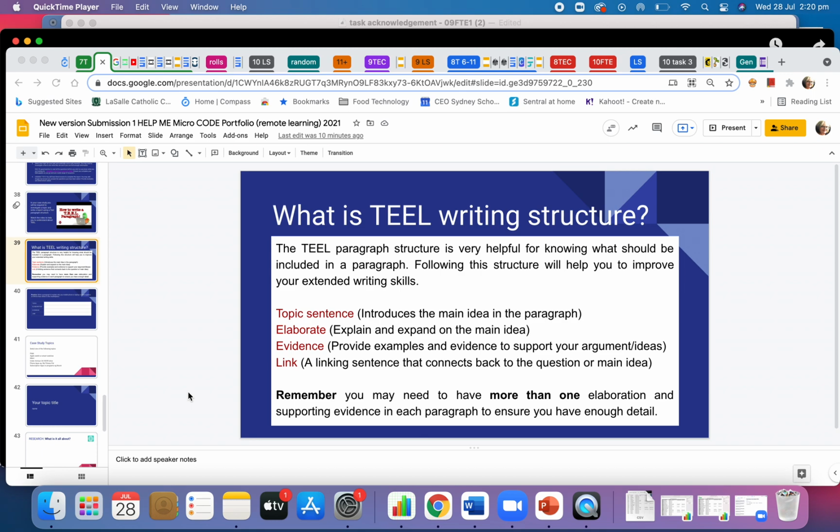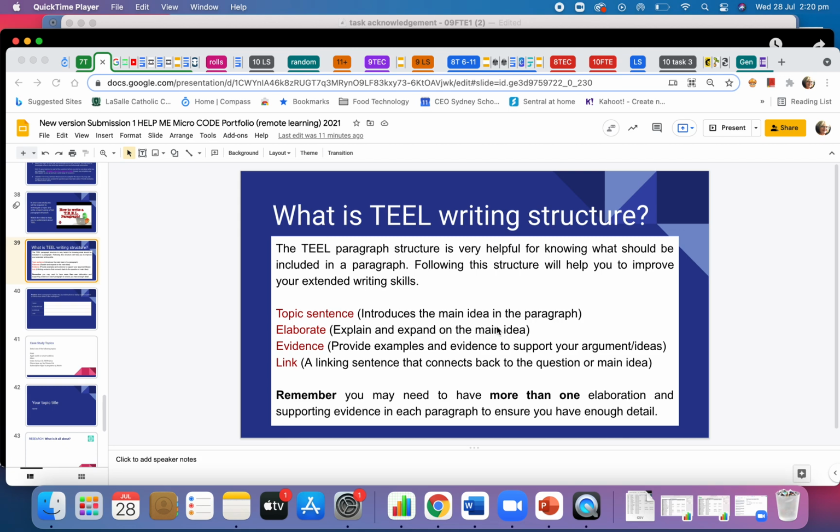So, yesterday we did an activity: what is a TEEL writing structure? And we have done this before when we looked at doing our case study at the end of last term. Today, why I'm going through this is that in your assessment task, you're actually asked to write in a TEEL structure. So you've got a topic sentence that introduces your main idea to your paragraph.